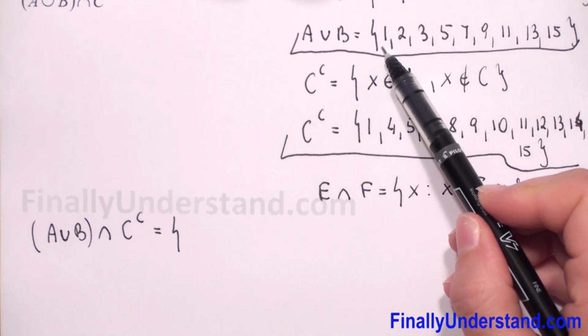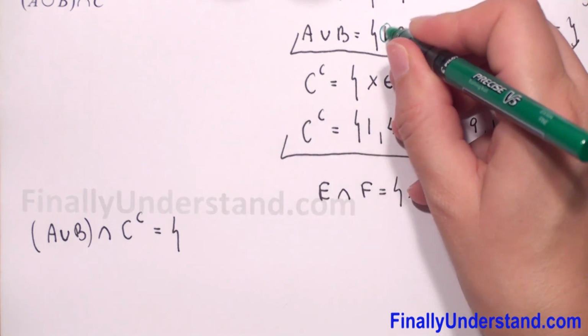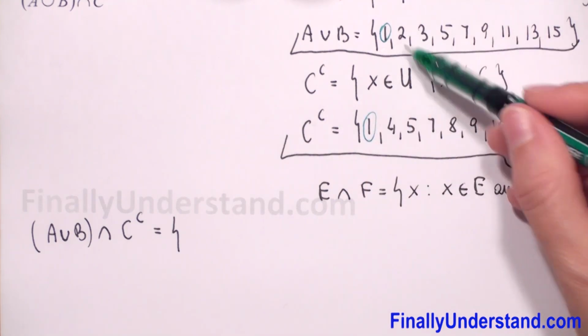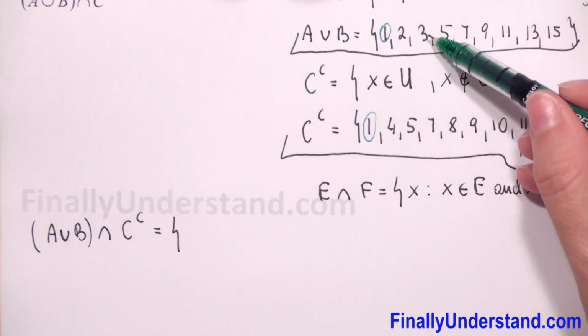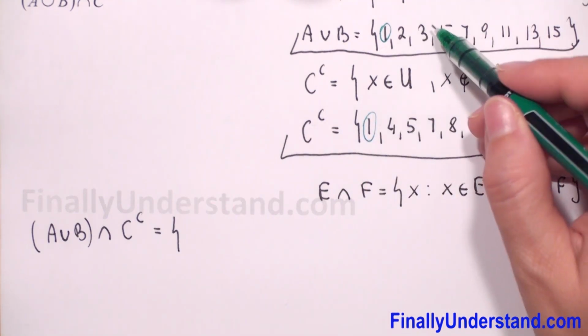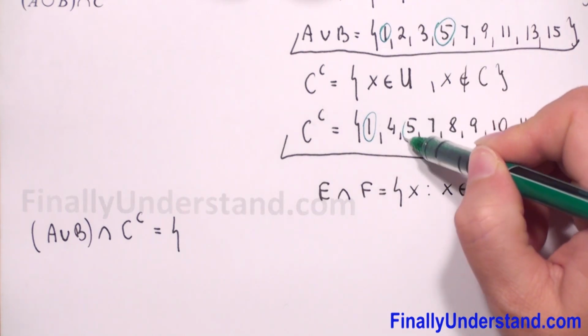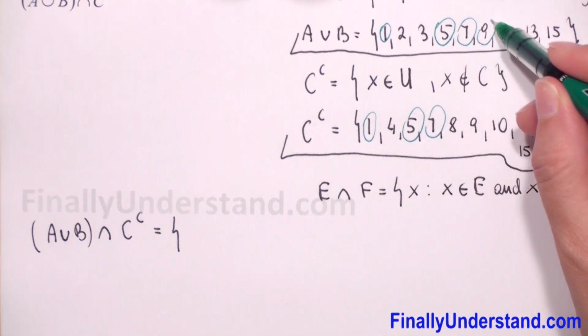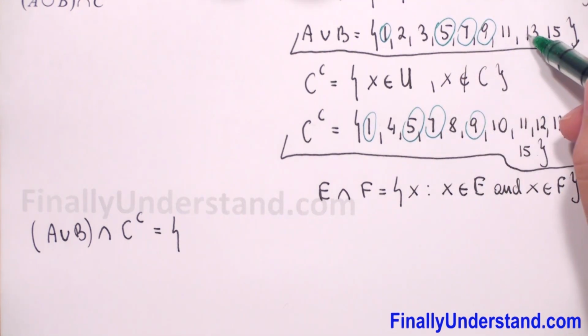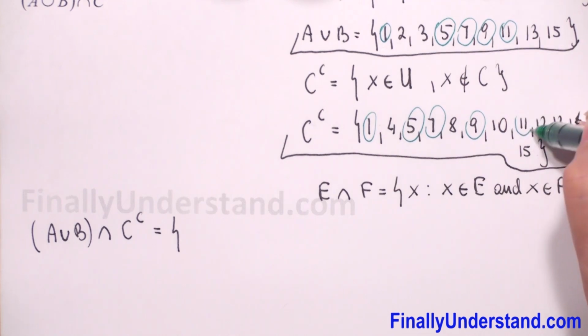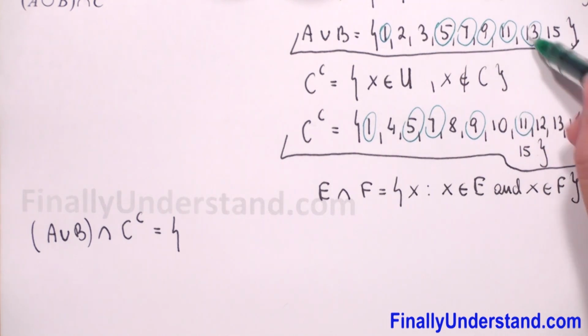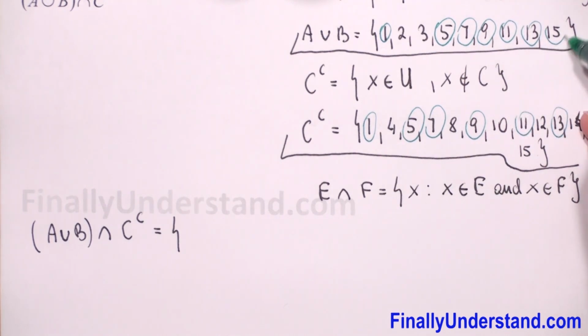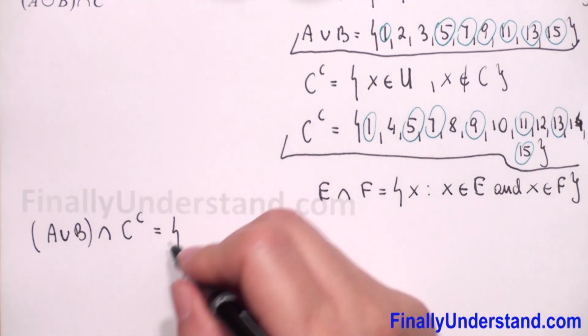We have 1, 1 and 1. 2 we don't have, 3 we don't have, and next we have 5, 7, 9, 11, 13 and 15. So now we have to copy these elements.